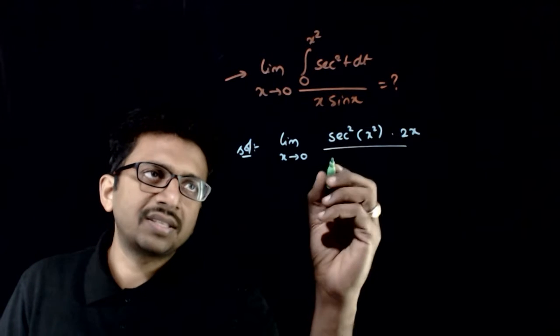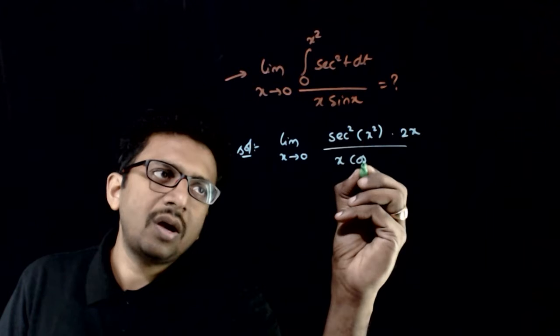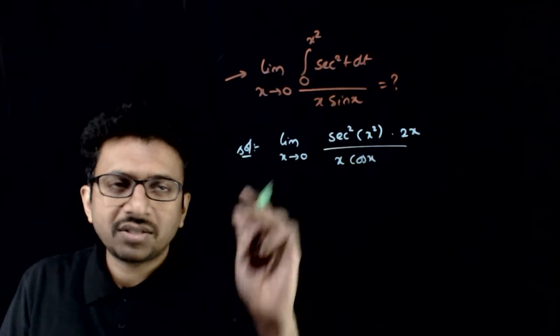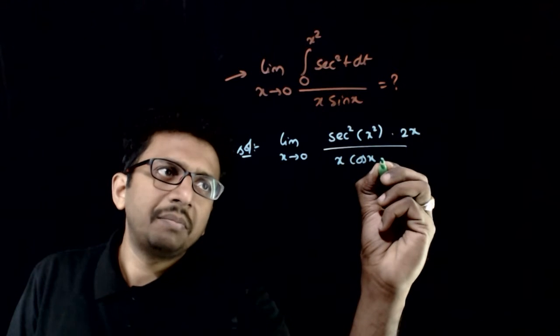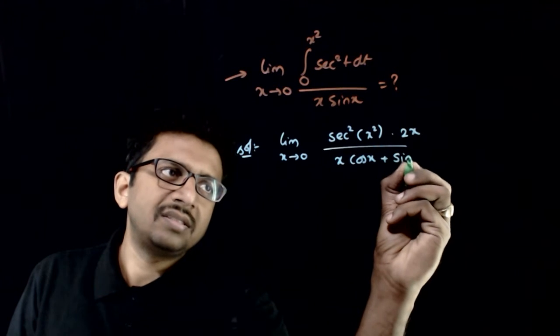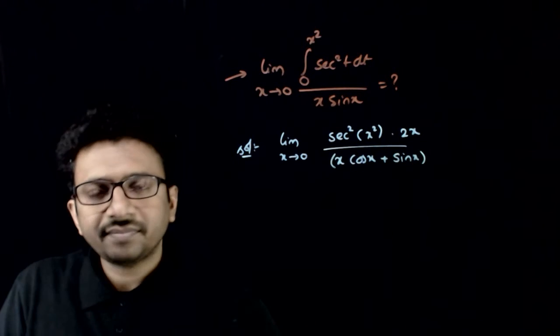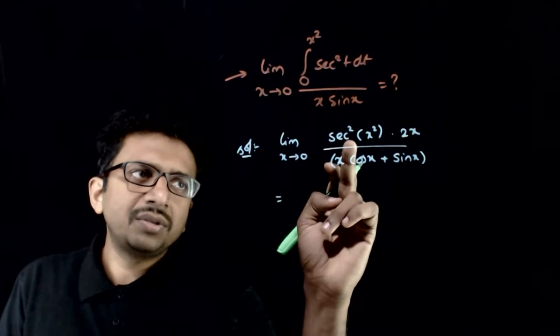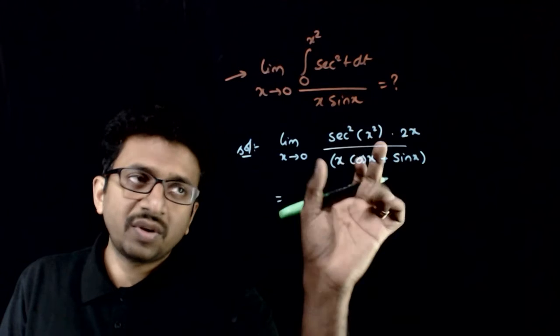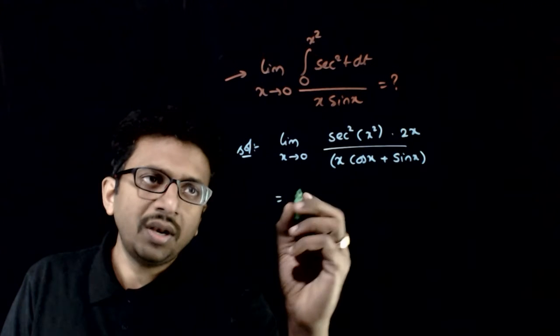What is the differentiation of x sin x? It is x cos x plus sin x. That is equal to, as x tends to 0, secant square of x square goes to 1. So this is going to 1.